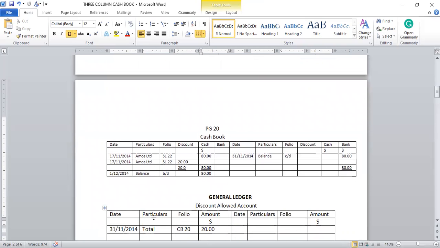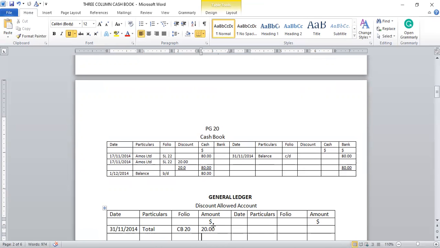So when you come to the general ledger, discount allowed, $20. It has been debited, sorry, it has been debited in the cash book because it has been received. So the same thing applies here. So the discount allowed account will be debited. So the same thing, date 30th November 2014, particulars, total, folio, cash book, $20. As shown in the cash book, discount $20 debited. So that is how we treat discount allowed.